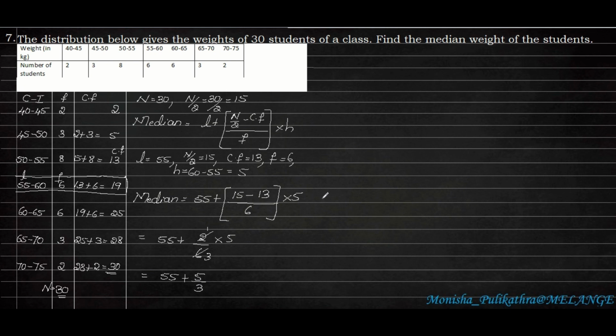So we can divide 5 by 3 here. 3 ones are 3, 2 remaining. If I put a point, we can add a 0 here. So 3 6s are 18, again 2 remaining. Again this will be recurring, so we can stop at 1.66. Okay. So median value is equal to 55 plus 1.66, so that is equal to 56.66.